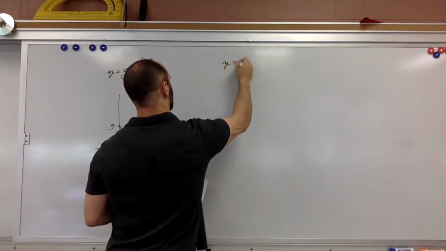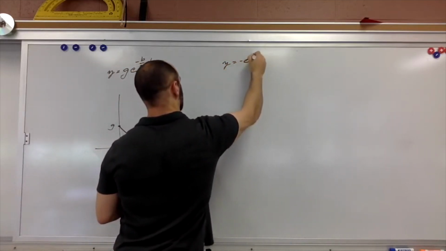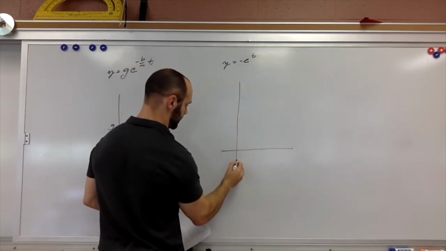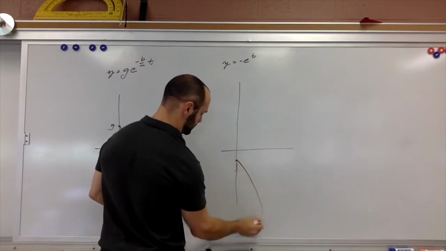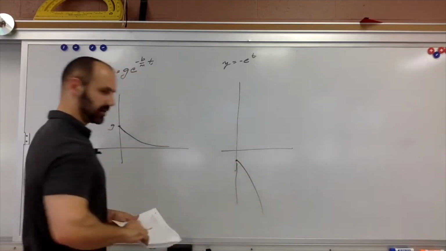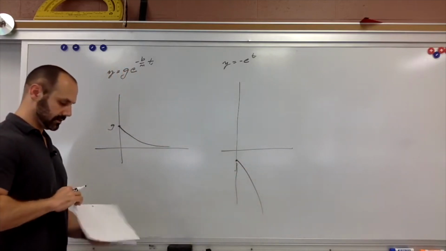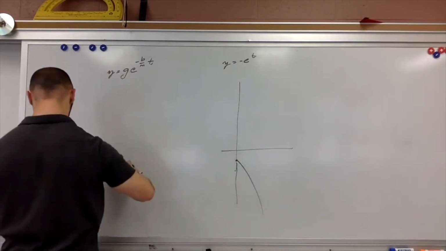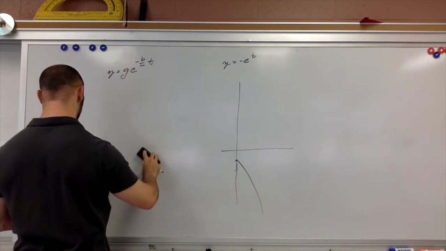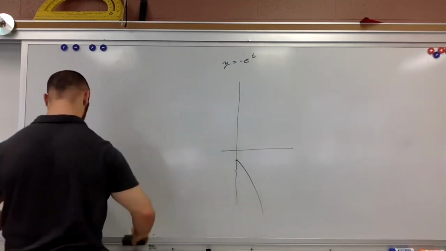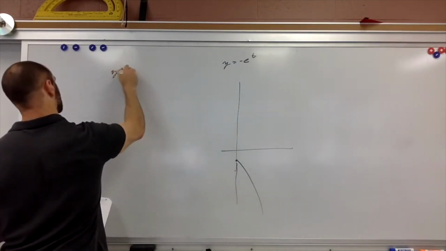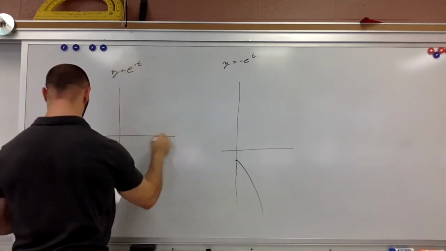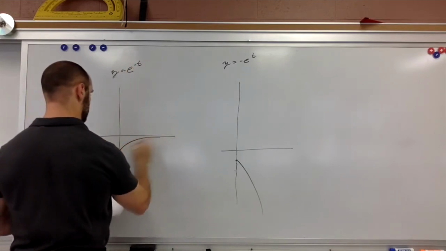If I look at y equals negative e to the t, so we're putting a negative in front, that just looks like this. I drew the graph the wrong way. Right, like the graph we had before, just flipped over the horizontal axis. But if y equals negative e to the negative t, that's going to look like this, right?